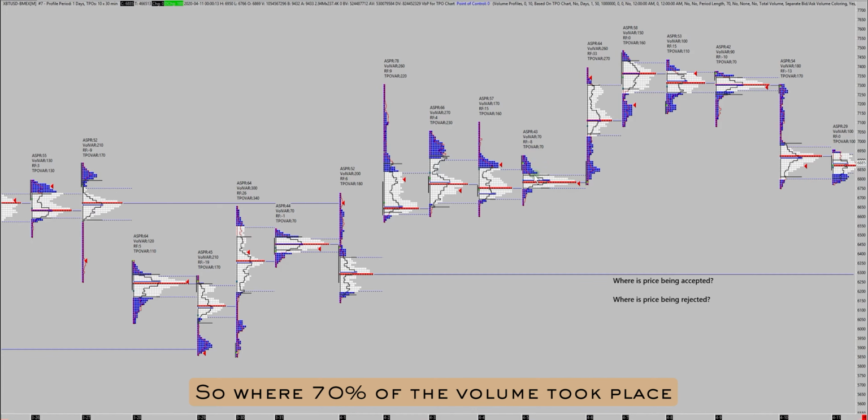So where 70% of the volume took place, from a presence standpoint and a participation standpoint, since we're looking at both the TPO and the volume profile within the structure. So where price is being accepted, meaning where it's spending the most time, where buyers and sellers are in most agreement, where they are most balanced, where there is most two-way trade, that is where price is being accepted. Now that's on an individual day.